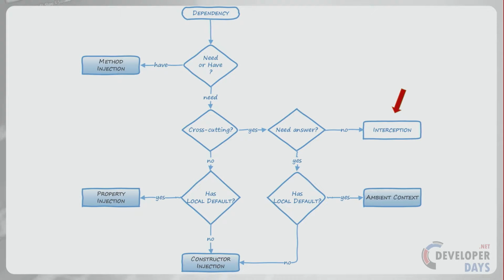The pattern is called the interception. So we'll take a look at that as well. So basically, that's a decision tree as a cheat sheet for you, which pattern to use in which case.